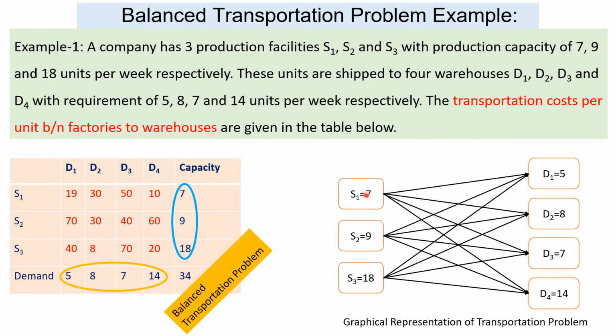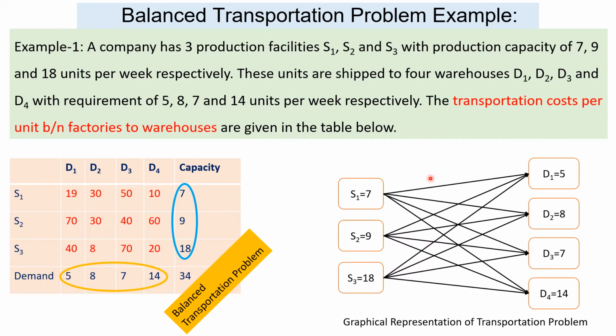So we have to put S1, S2, S3 along with their capacities here, and let's put the demand side, that is the 4 warehouses, along with their requirements here. And then these are the routes. We have 4 routes from each production facility, because from each production facility we ship to all of the 4 warehouses. So we have 4 routes, 4 routes, 4 routes.